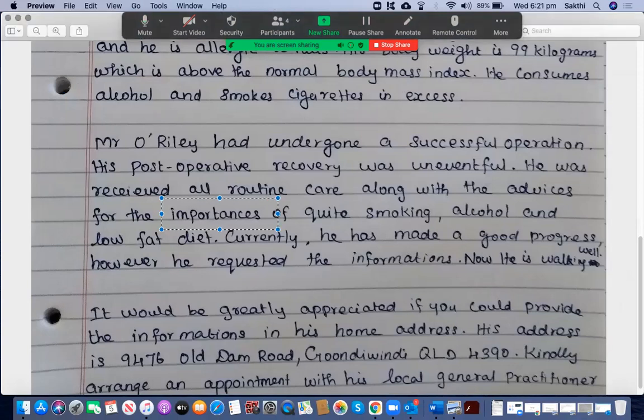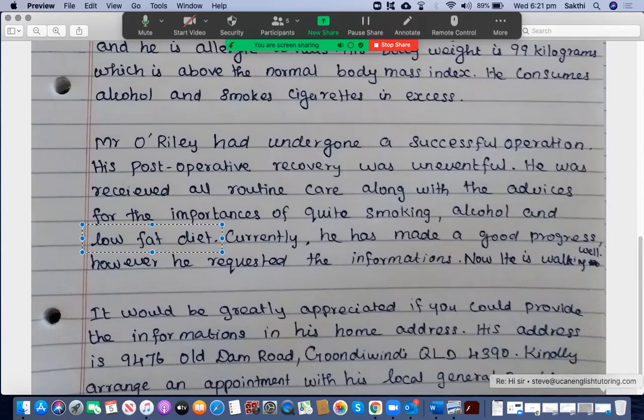Alcohol and low fat diet. So quit smoking, low fat diet. So this means quitting smoking, alcohol and low fat diet. So do you request him to quit low fat diet as well? No, high fat diet. So high fat diet needs to be quit, right?